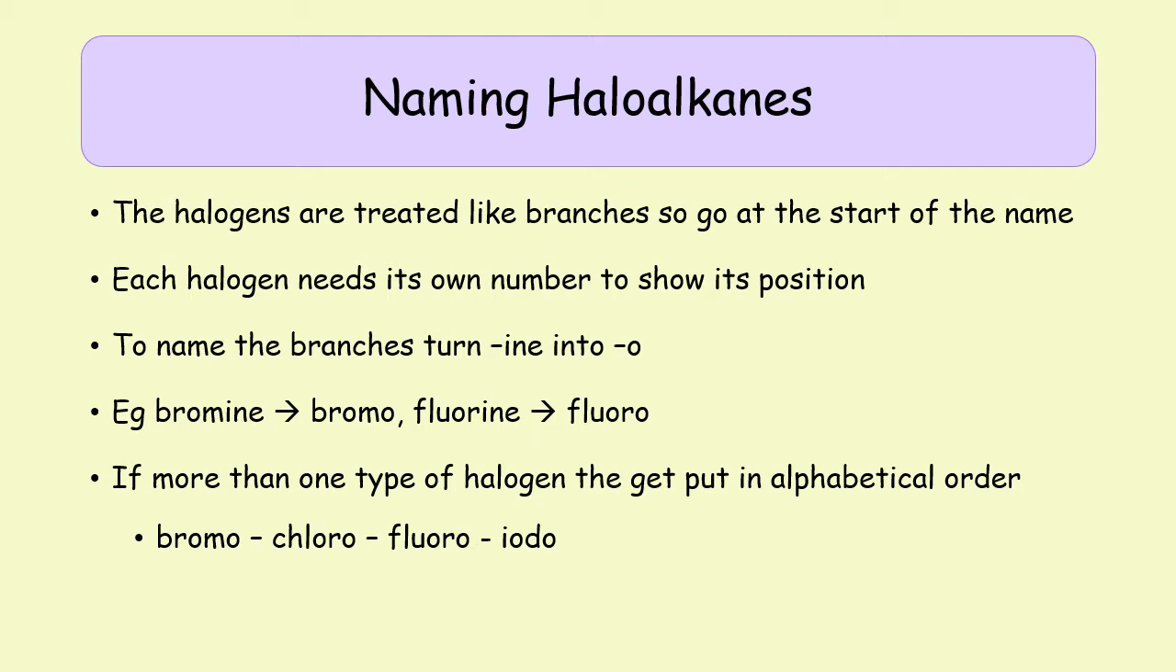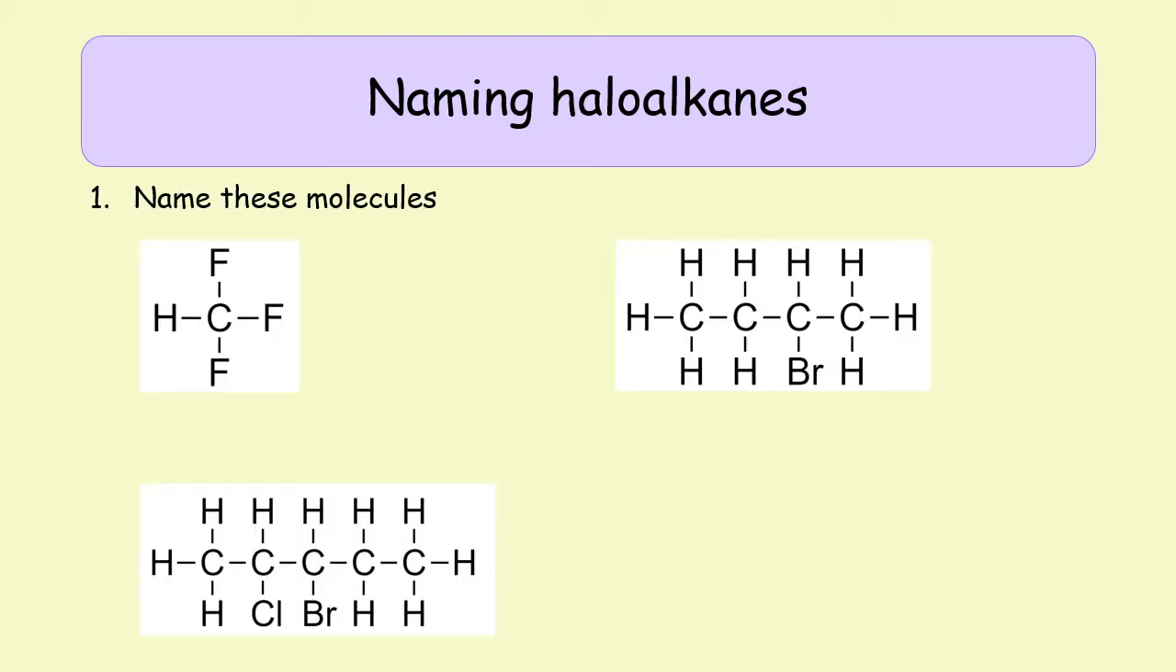If you have more than one halogen, you need to put them in alphabetical order, or it's recommended you put them in alphabetical order. So bromo before chloro, before fluoro, and finally you would have iodo. So here we have 3 examples. Take your time to name these molecules.